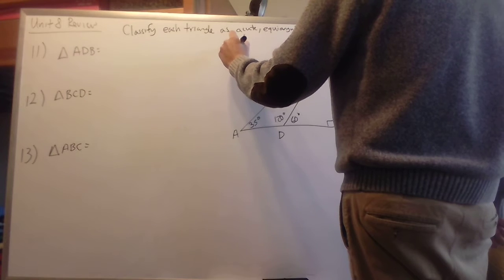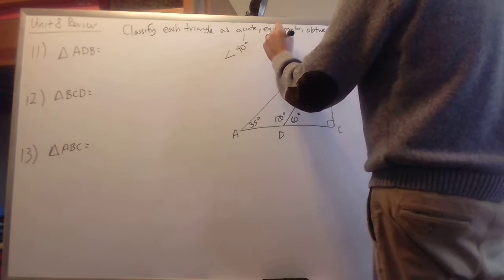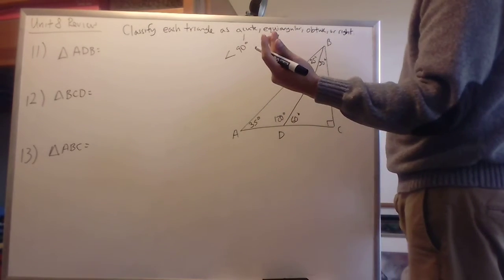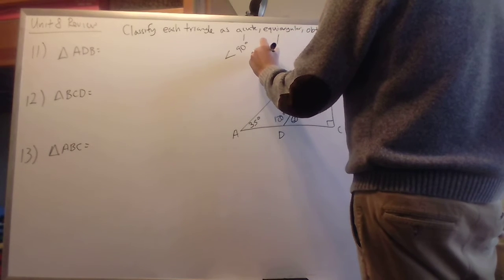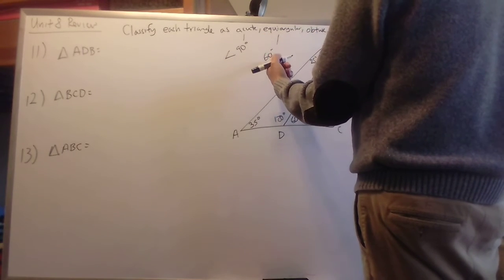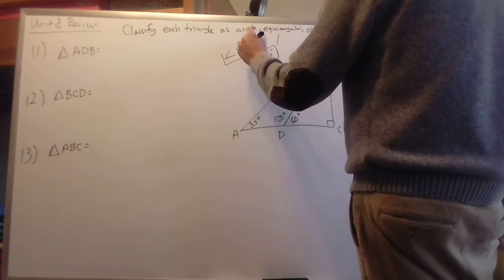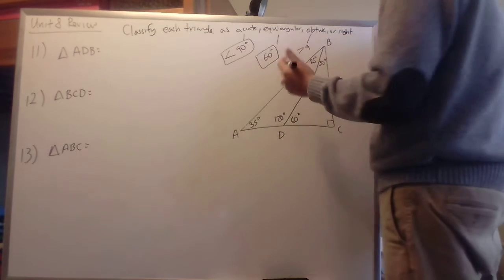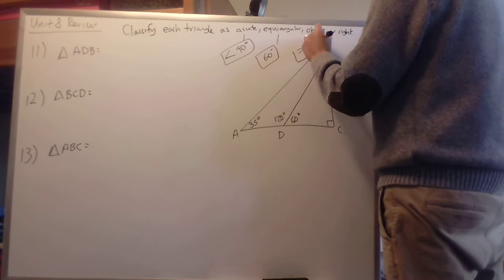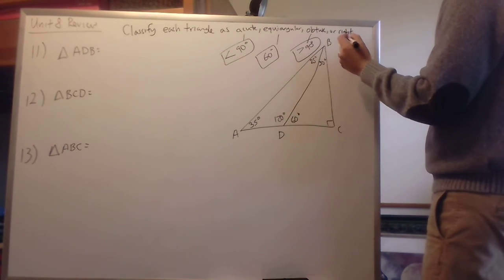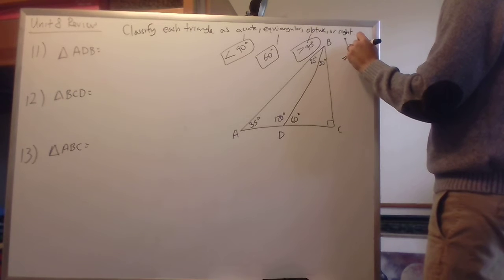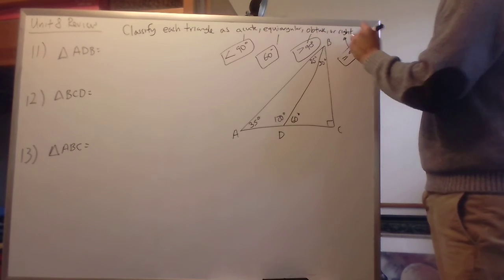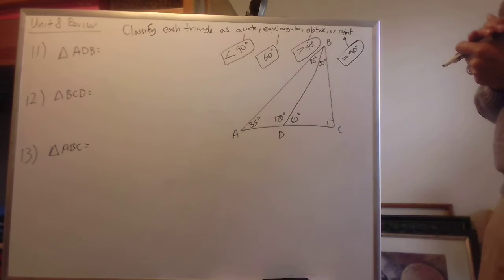than 90 degrees. Okay? Equiangular means that all of the angles in the triangle are the same, and the only solution is that every angle is 60 degrees. Obtuse means at least one angle is greater than 90 degrees. And a right triangle has one angle equal to 90 degrees. So these are the specific qualifications that classify a triangle as acute, equiangular, obtuse, or right.